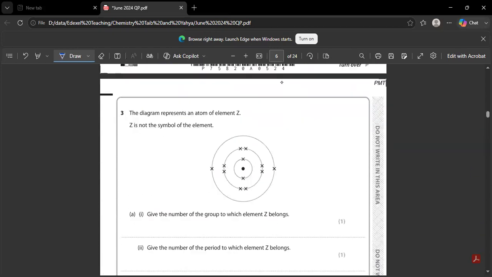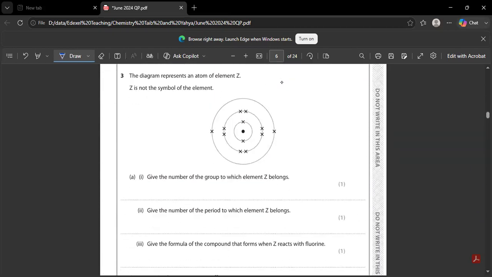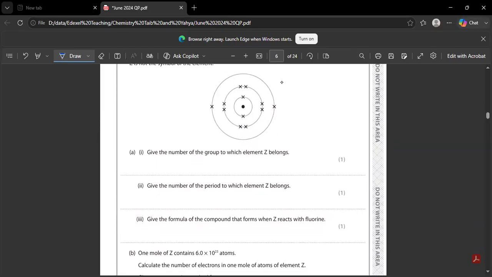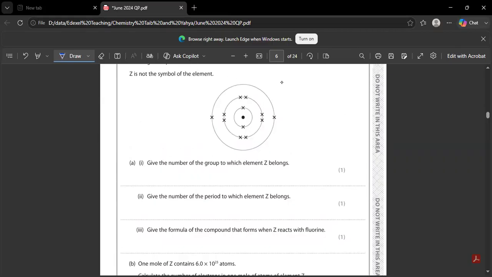Okay, in question number 3, the diagram represents an atom of element Z. Z is not the symbol of the element, okay? So give the number of the group to which this element Z belongs. What is the group number?